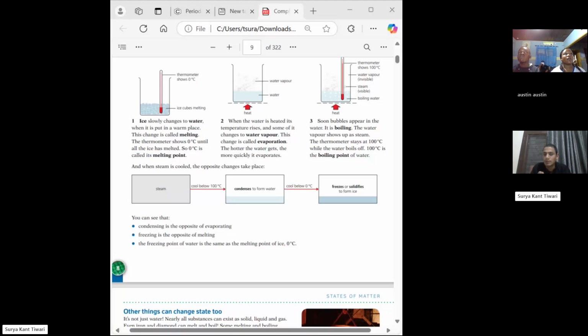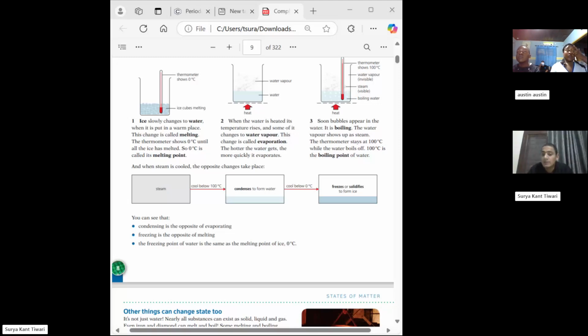Are you understanding what I'm telling? Yes, sir. So they are getting condensed. From vapor, they are becoming liquid. Due to that condensation, you see water droplets outside the bottle. Okay, sir.